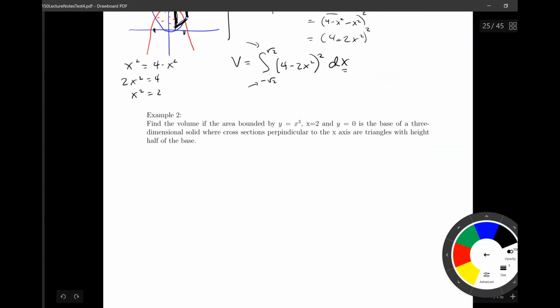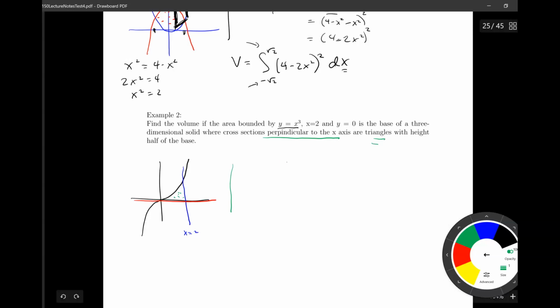All right, let's look at our next one here. So we have the base of our cake is y equals x cubed, x equals 2, which is this, and y equals 0. So the base of our cake is right here. So we're taking cross sections perpendicular to the x-axis. So this is how we're taking the slice.